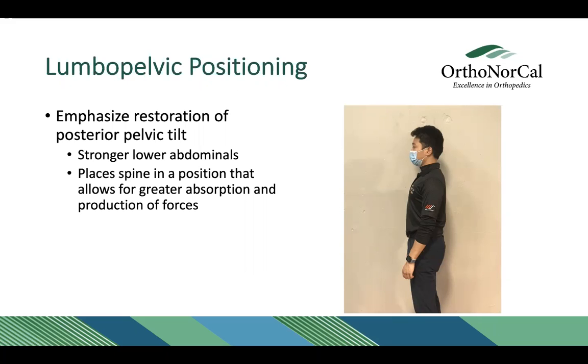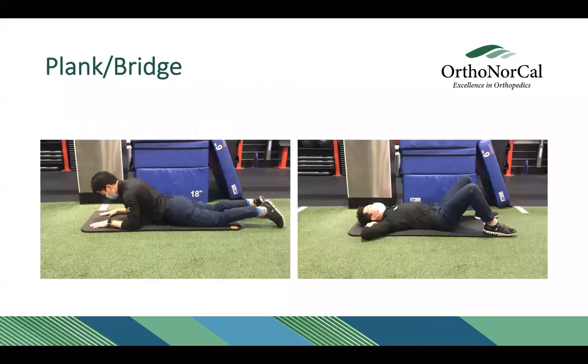So it's a muscle group that we really want to focus on when we're working on rehab of low back pain. And I'm going to show a couple of exercises that we like to use for that lower abdominal strengthening. The first one's going to be a plank. It's going to be a modified plank here, where we have our PT getting up on forearms and knees.